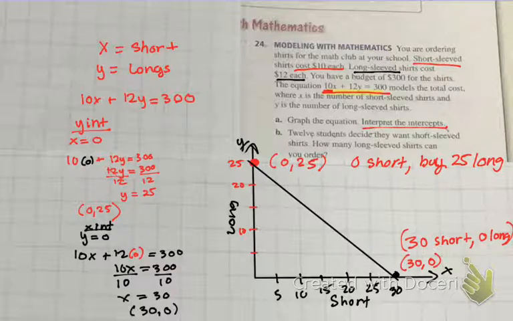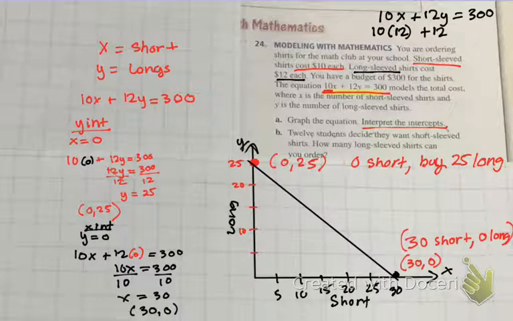Look at part B. It says 12 students decide that they want short-sleeved shirts. So now what am I going to do with that part? 10x plus 12y equals 300. What am I doing with that? Substituting x with 12. You substitute x with 12. Good. So I'm doing 10 times 12 plus 12y equals 300.